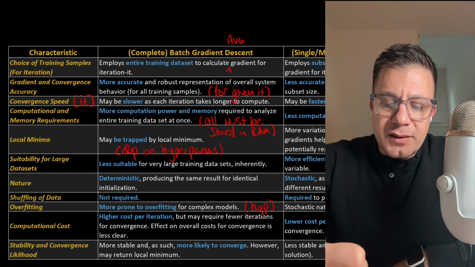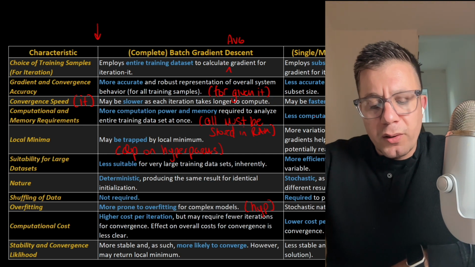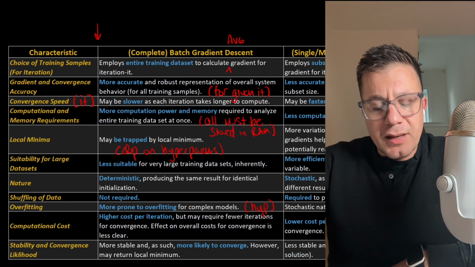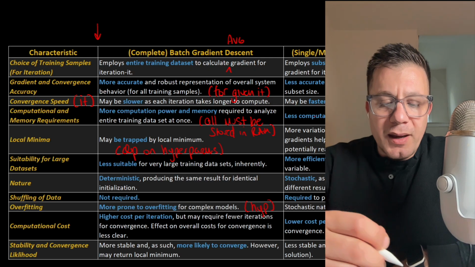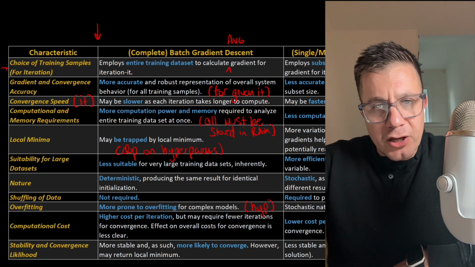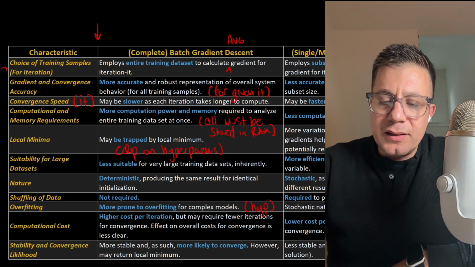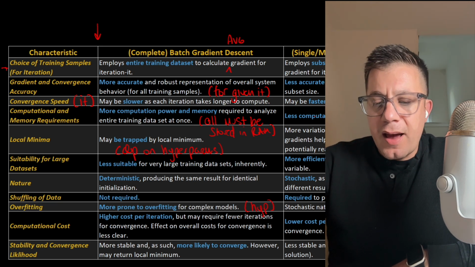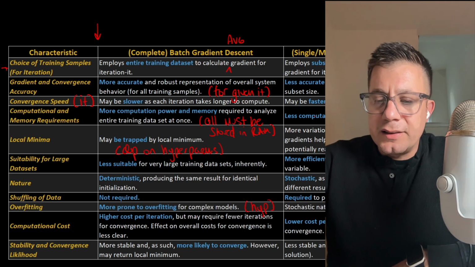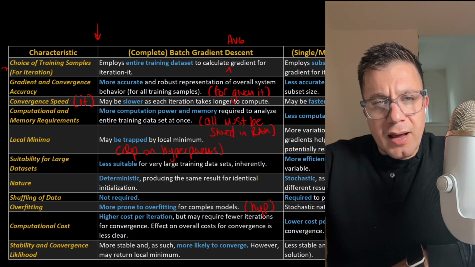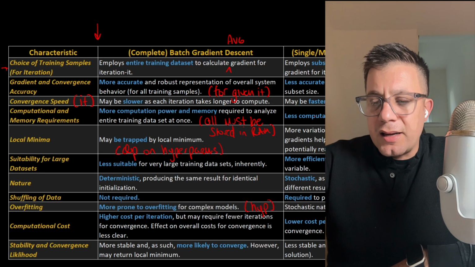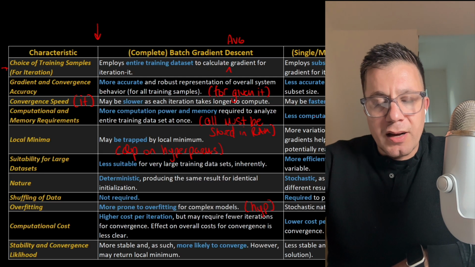Now that we understand the update expressions associated both with complete batch and stochastic gradient descent, I did want to use this table to compare and contrast some important characteristics related to their implementation as well as performance. We begin with choice of training samples for each iteration. We know that the batch gradient descent method employs the entire training dataset to calculate the average gradient for a given iteration IT, whereas the stochastic method employs only a subset or potentially a single element from the training dataset to calculate the update for iteration IT.